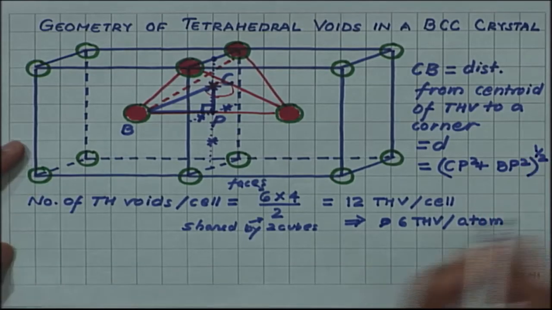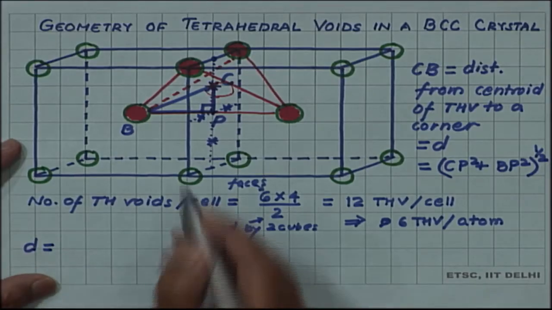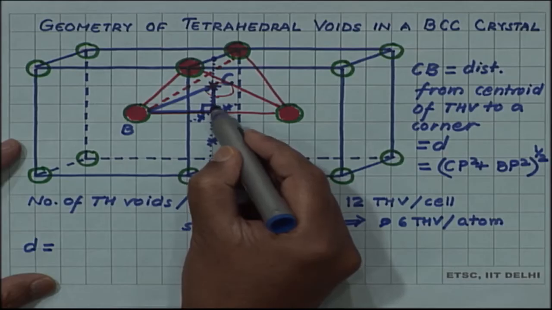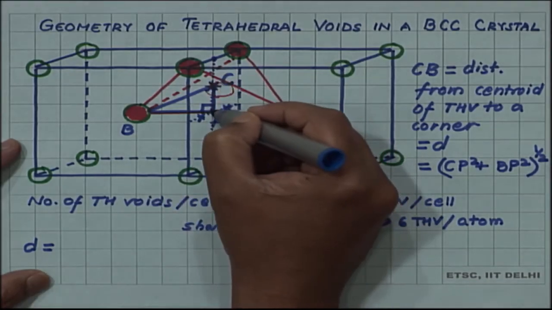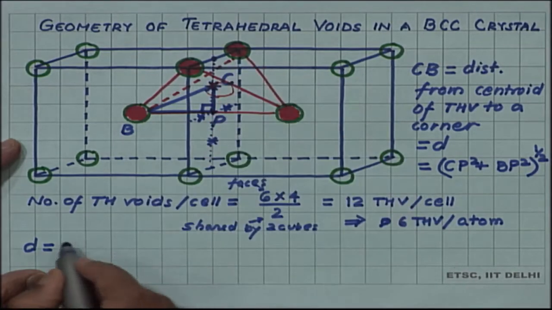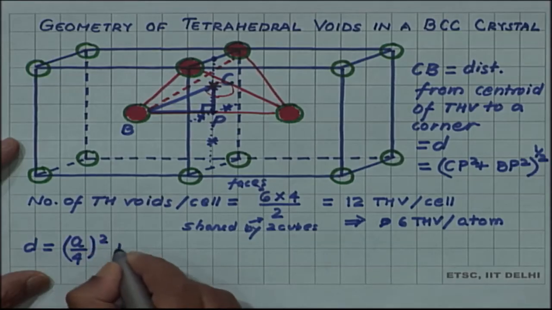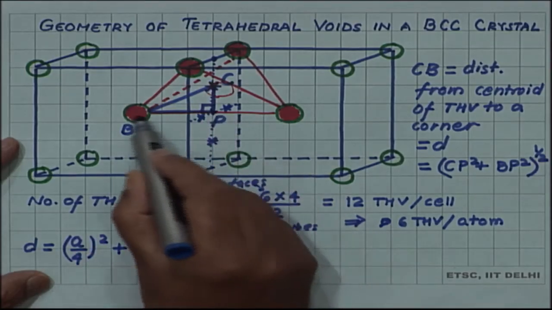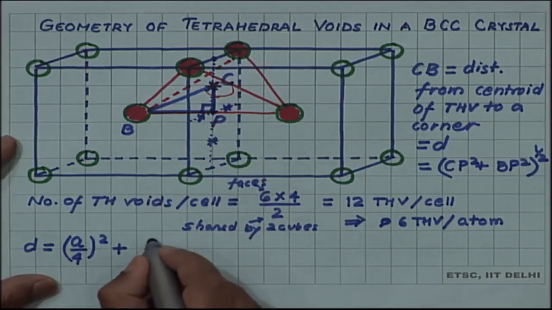So, if we continue our calculation, D will be the square root of CP square plus BP square. CP, you can see, is 1/4 of A, because it was half of the distance from the face center to the edge center. So, it is half of A by 2. So, that is A by 4. So, we have A by 4 square, and PB is half the edge length, because it is the distance from the center of the cube to the face center.